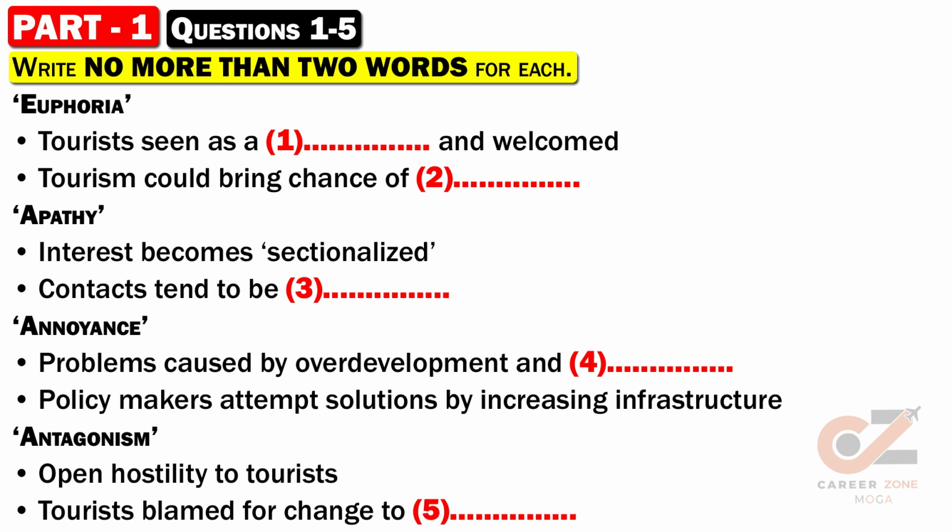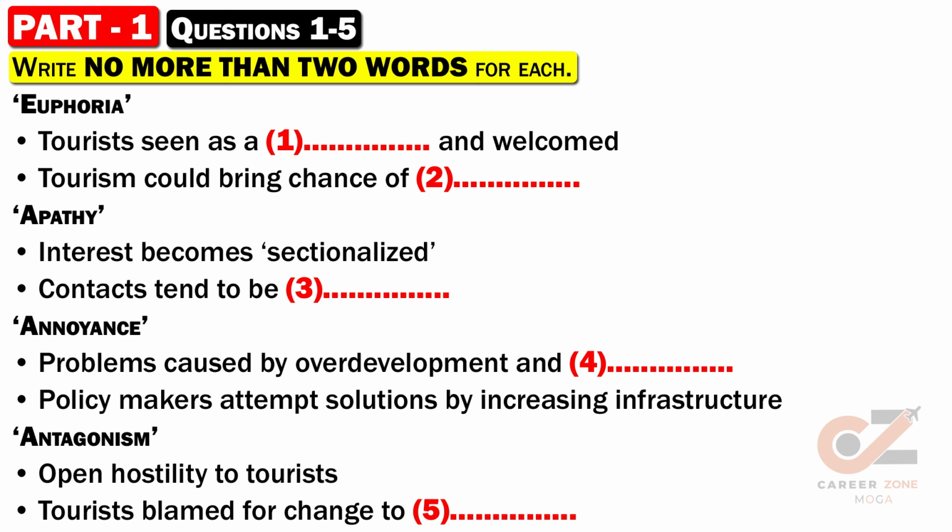And it is increasingly the case that commercial rather than social factors are influencing relationships between tourists and the host community. People are less interested in the tourists for their own sake. Doxy calls this stage apathy. If development continues to increase, apathy may change to annoyance.